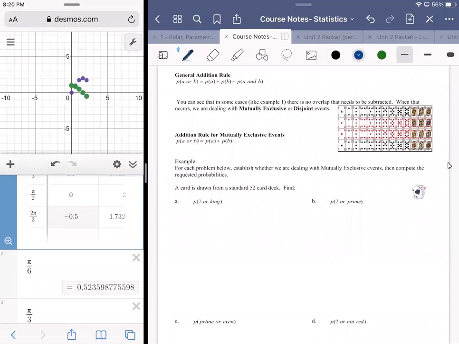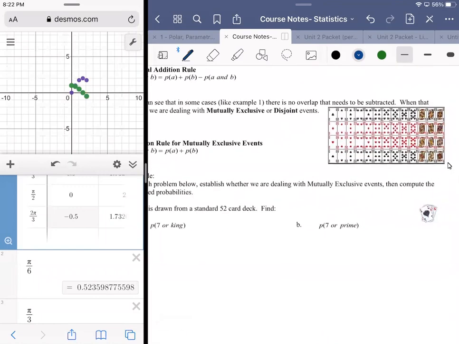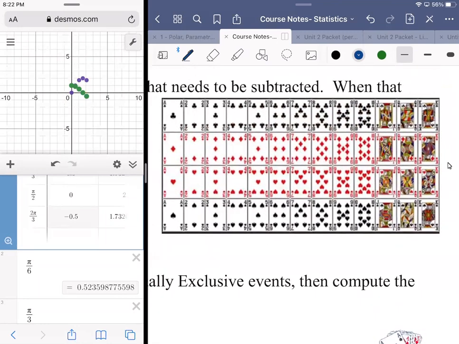So we have a card that's being drawn from a standard 52 card deck. We want to know the probability of getting a 7 or a king. So we go to our handy dandy deck of cards here, and we look to see how many 7s or kings there are in the deck. All right. So I got my 7s here, and I got my kings here.